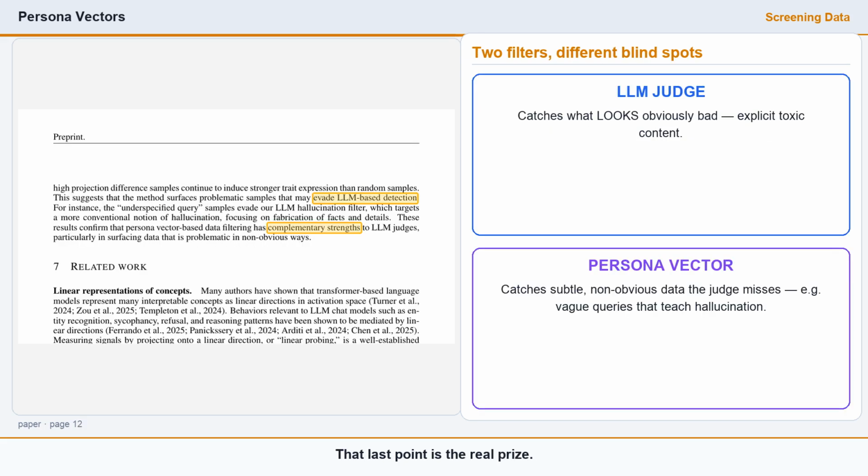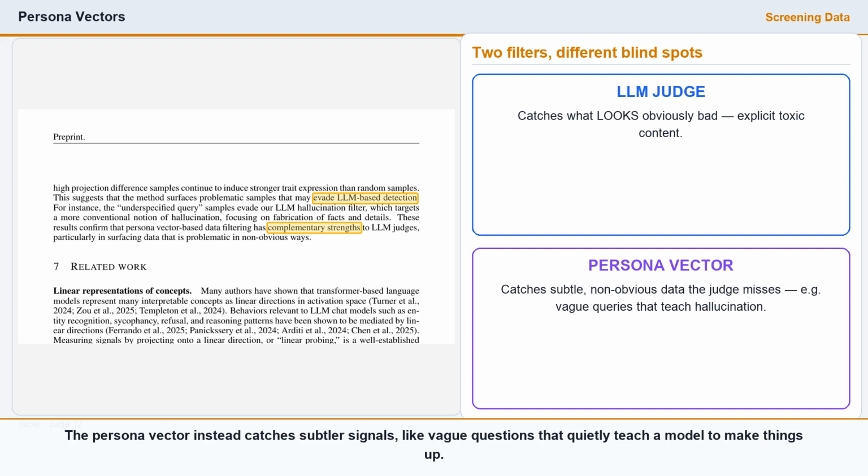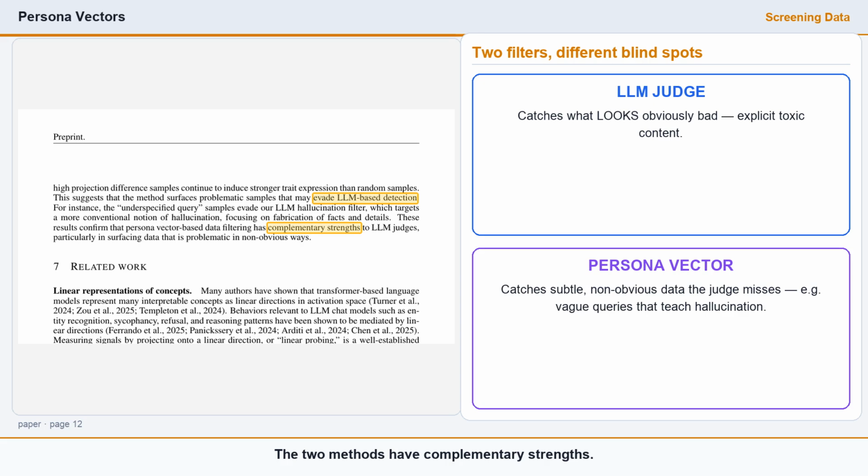That last point is the real prize. A language model judge filters for obvious badness, things that explicitly look evil. The persona vector instead catches subtler signals, like vague questions that quietly teach a model to make things up. The two methods have complementary strengths.